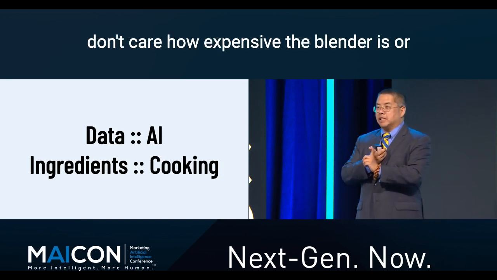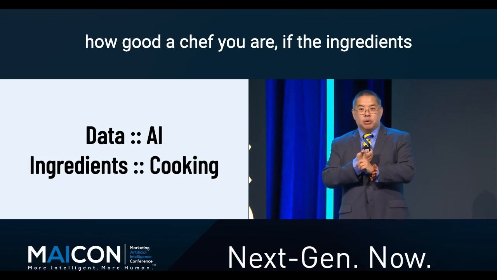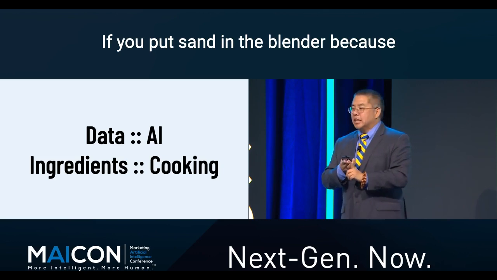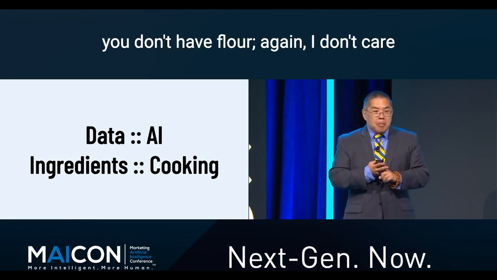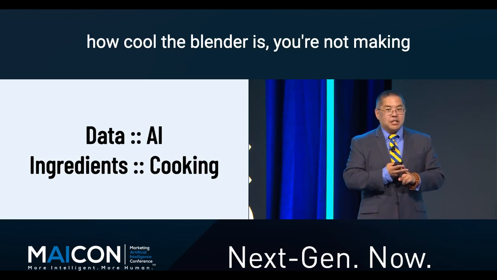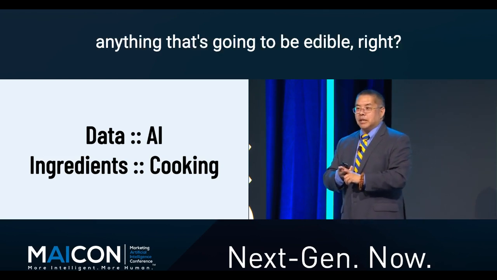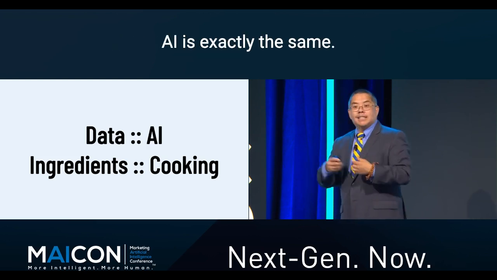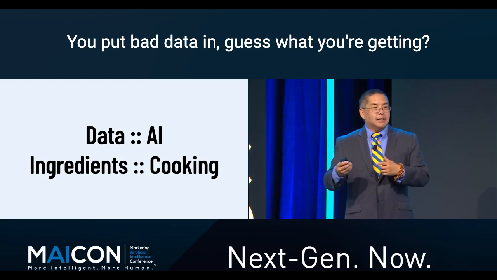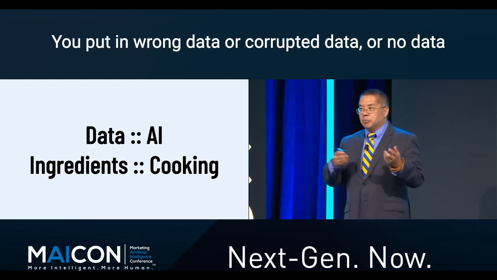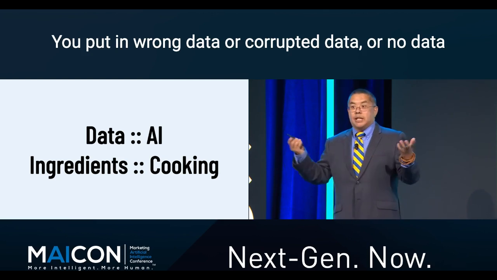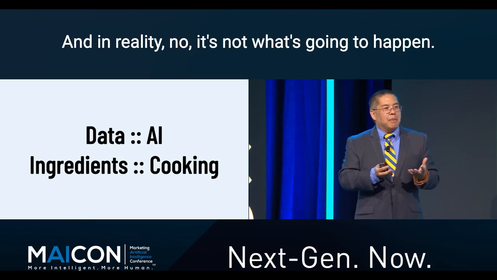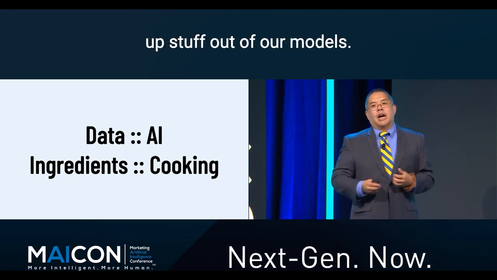Which means if you have bad ingredients, I don't care how expensive the blender is or how good a chef you are, if the ingredients are spoiled, you're not making edible food. If you put sand in the blender because you don't have flour, I don't care how cool the blender is, you're not making anything that's going to be edible. Your ingredients are bad, they're wrong, they go in, they come out blended. AI is exactly the same. You put bad data in, guess what you're getting? Bad models out. You put in wrong data or corrupted data or no data at all, and we expect this magic box to do this, when in reality, no, that's not what's going to happen. We're just going to get blended up stuff out of our models.